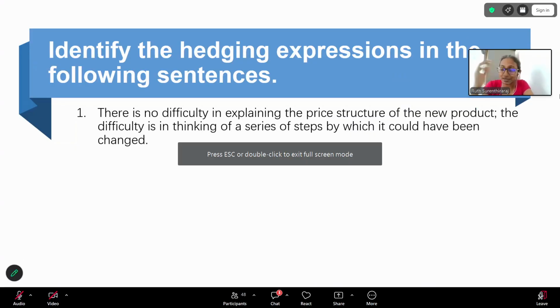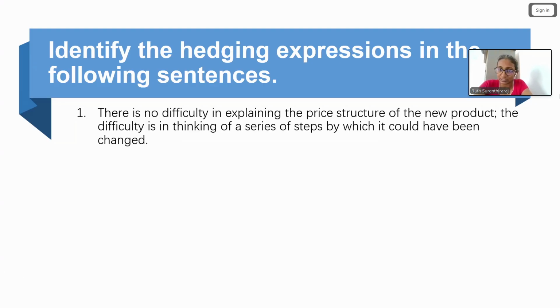So what are they saying? There's no problem with explaining the price structure as it is now, right? The issue is in how it could have been changed over the past. Okay, right? So there we are not trying to say that, okay, what happened, how they changed it is bad. What we are saying is, okay, it may not be bad, but it could have been changed in the past like this. Okay, so very tentative language there.